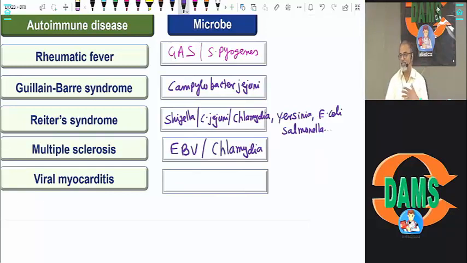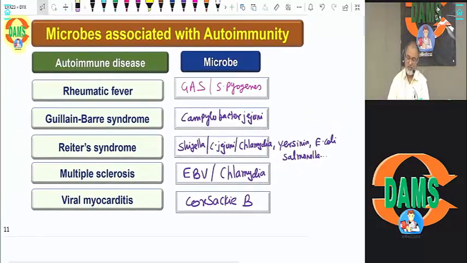Viral myocarditis. Which organism is commonly associated with viral myocarditis? Most common cause of viral myocarditis: Coxsackie B virus. Microbes associated with autoimmunity. This is important. You may get a question.